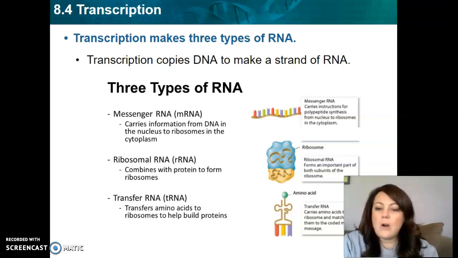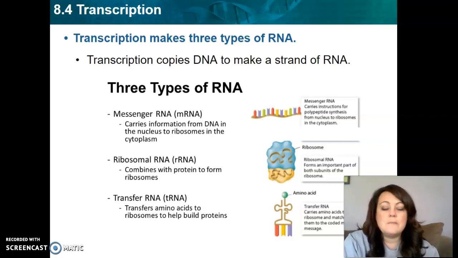Ribosomal RNA, or rRNA, combines with proteins to form ribosomes. So a ribosome makes proteins. Remember, we talked about that a long time ago. And then finally, transfer RNA, this fun little T-shaped molecule, tRNA, transfers the amino acids that are floating around in the cytoplasm, carries them to a ribosome, and helps match them into the coded mRNA message.